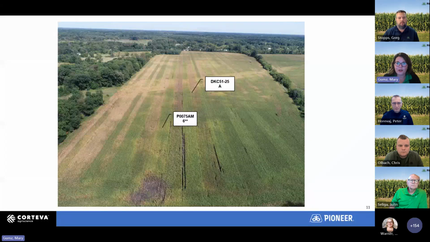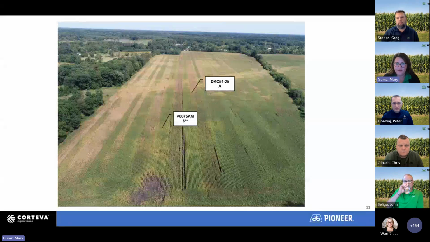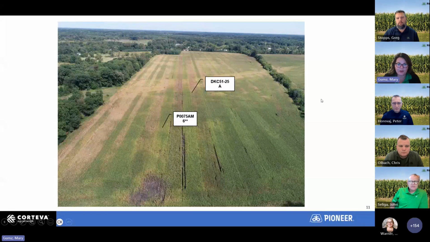Another drone picture just showing a Pioneer 6 versus something else that is average. And so you want to rate apples to apples, so you want to rate within a company's own rating systems. A Pioneer 5 and 6 are really still pretty strong. And a Pioneer 4, like I said, just needs to be in your awareness and be managed.